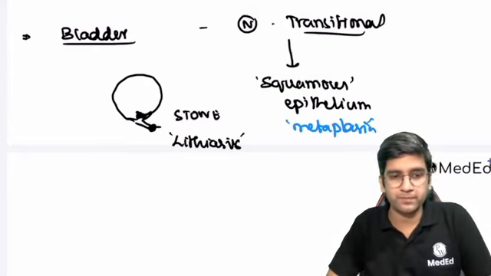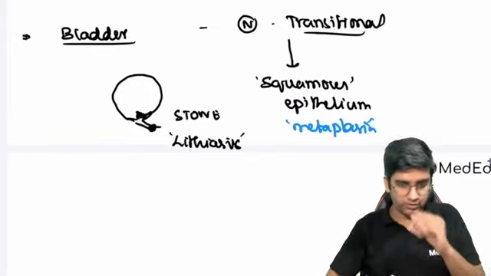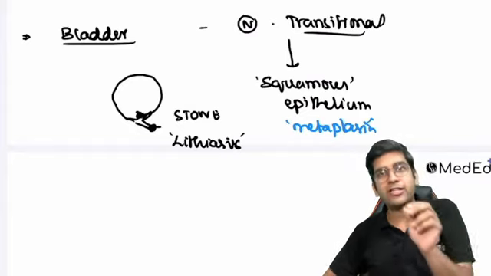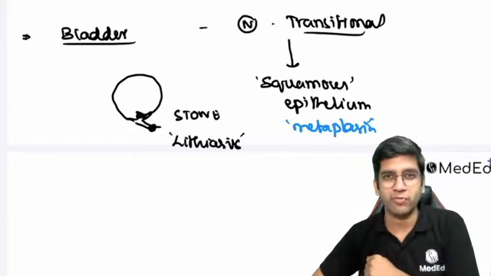Anshuman, stratified. It's a stratified squamous epithelium, fine. Okay, it becomes a risk factor. Bladder calculi is definitely one of the risk factors for squamous cell carcinoma of bladder, right?